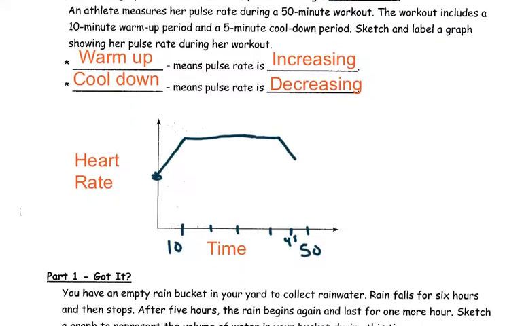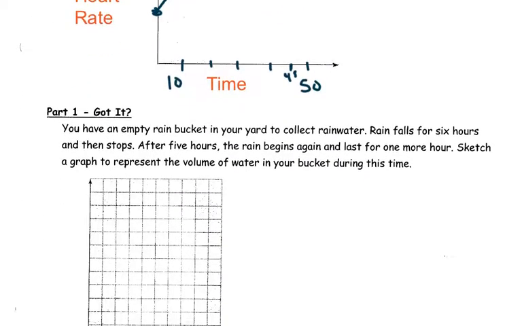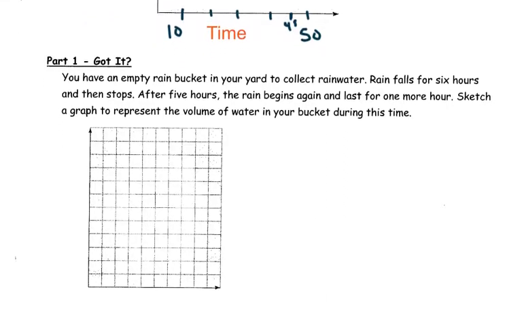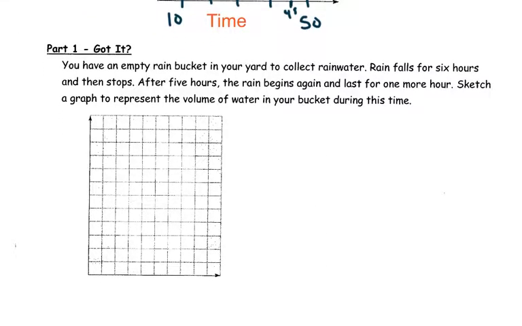Let's move on to the next example. Part 1, got it. You have an empty rain bucket in your yard to collect rainwater. Rain falls for 6 hours and then stops. After 5 hours, the rain begins again and lasts for 1 more hour. Sketch a graph to represent the volume of the water in your bucket during this time.